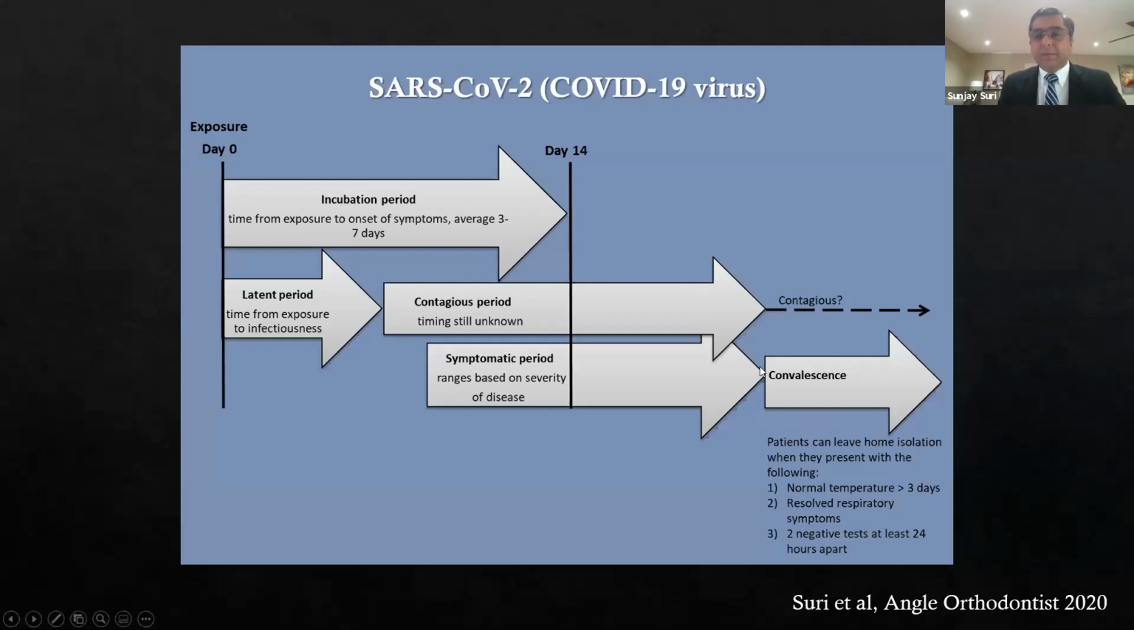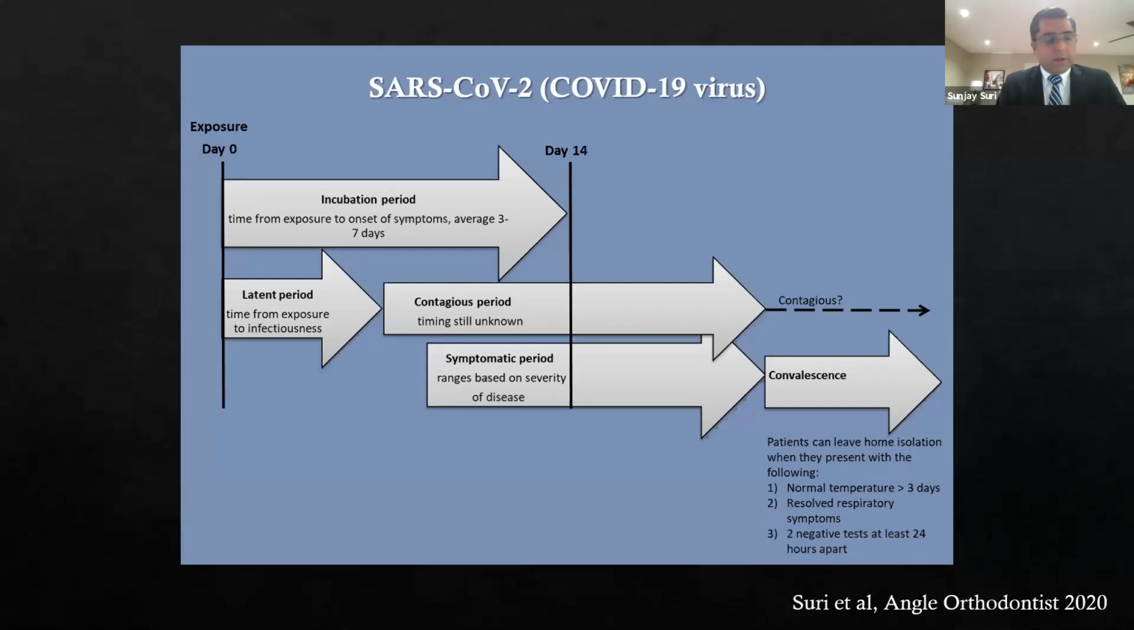Do we have an exact time point? Not clear at this moment. The science is still coming out on that aspect. Patients have been defined as being able to leave home isolation when they are recovering from the virus or when they have convalesced, when they present with the following: normal temperature for more than 3 days, resolved respiratory symptoms, and at least 2 negative tests taken more than 2 days apart, or at least more than 24 hours apart.